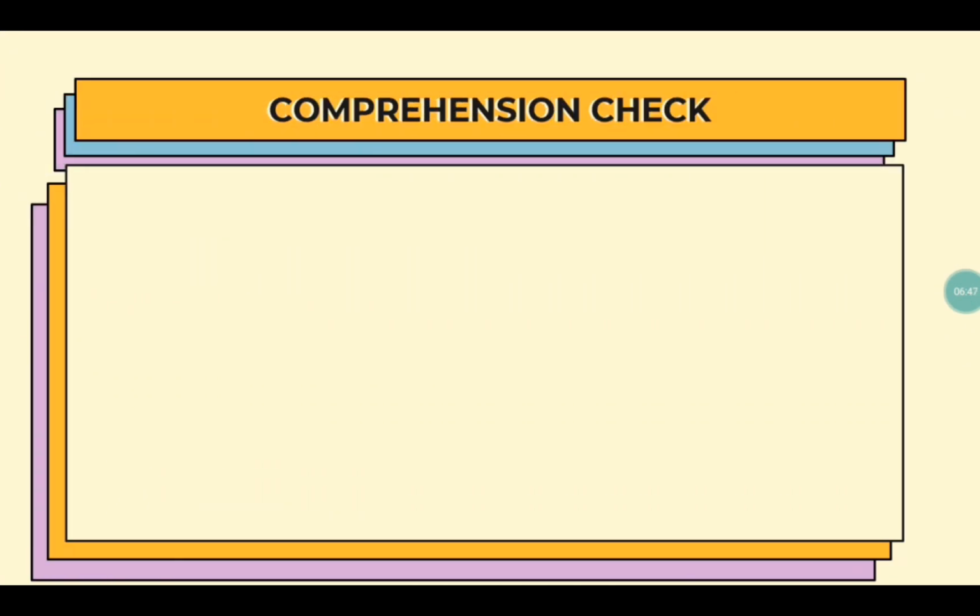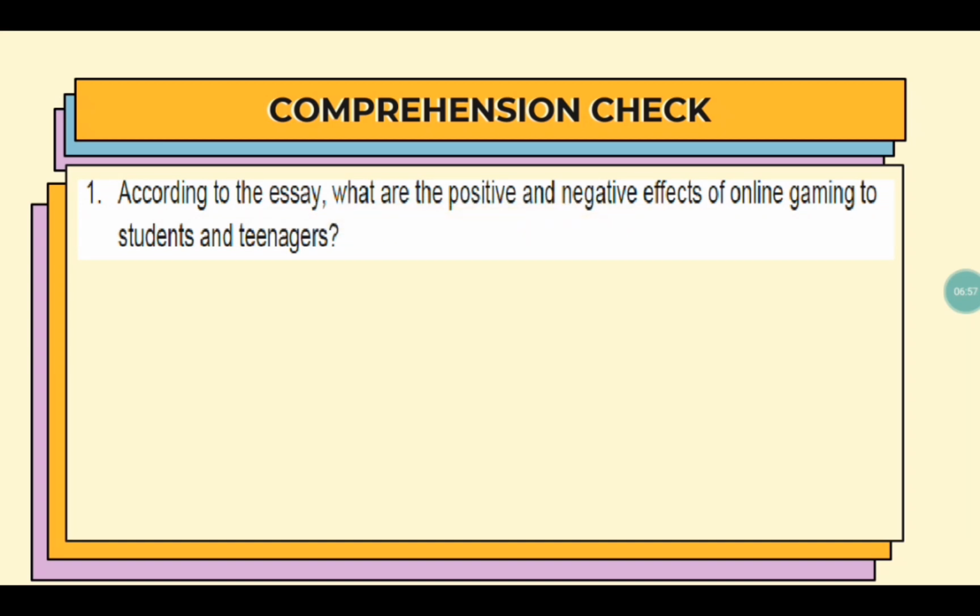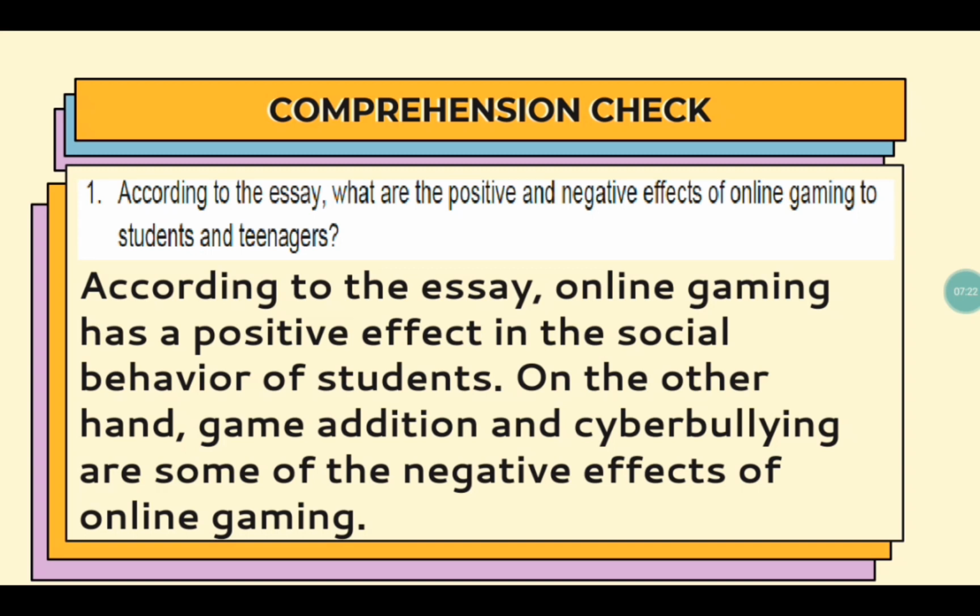So now, let's have comprehension check. Let us see how well you understood the essay. Number 1. According to the essay, what are the positive and negative effects of online gaming to students and teenagers? What is your answer? Take a look. Do we have the same answer?